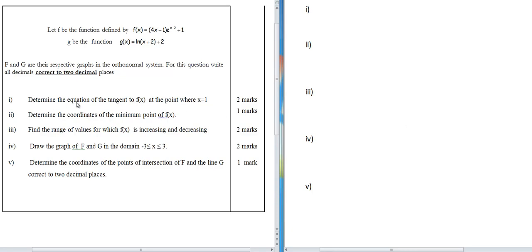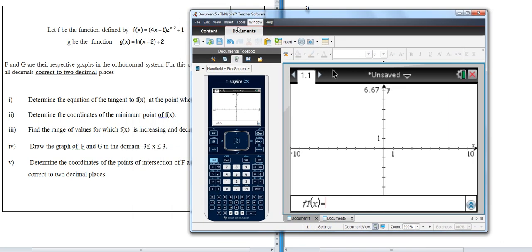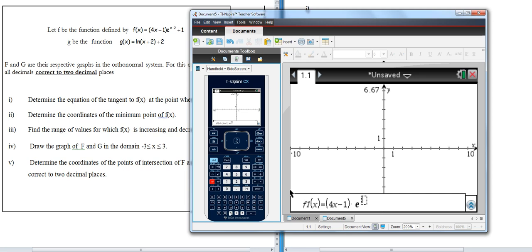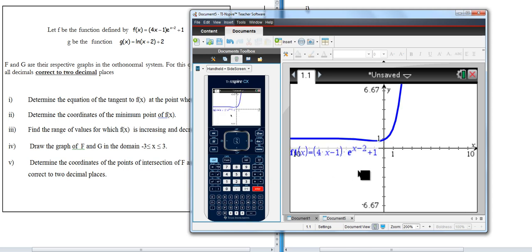Number 1, determine the equation of the tangent to f(x) at the point where x is equal to 1. So let's have a look at the graph of the function f(x) = (4x - 1) times e to the power of x minus 2, and then plus 1 at the end. This is how it looks.